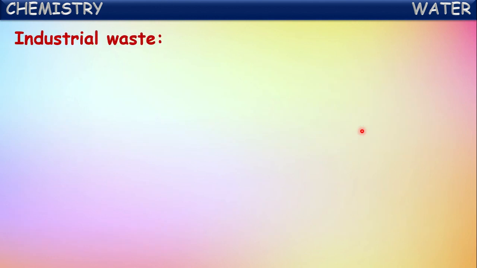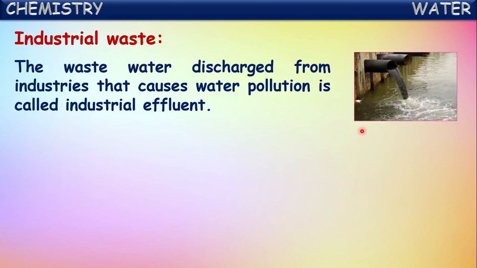Next, another kind of waste that causes water pollution is industrial waste. The wastewater discharged from industries that causes water pollution is called industrial effluent. In almost all kinds of industries, they use water for their work. Sometimes this water will be mixed with certain harmful chemicals and wastes. They discharge this water from the industries into water bodies so that the water becomes polluted. In that way, the polluted water is called industrial effluent.